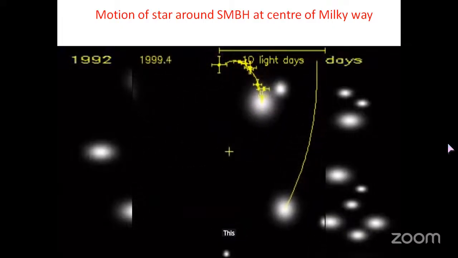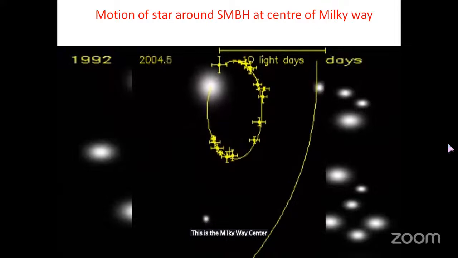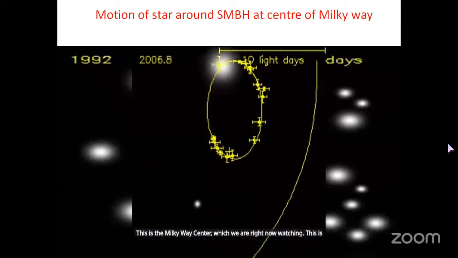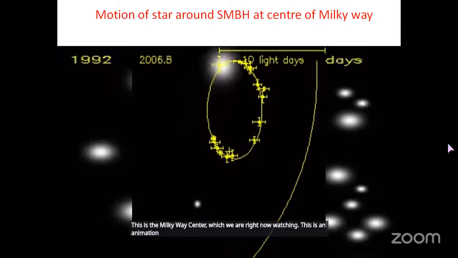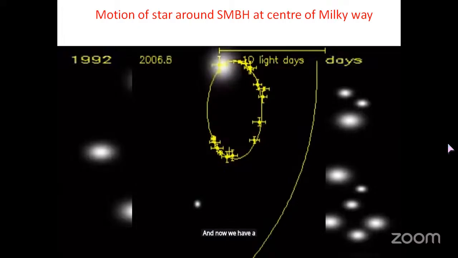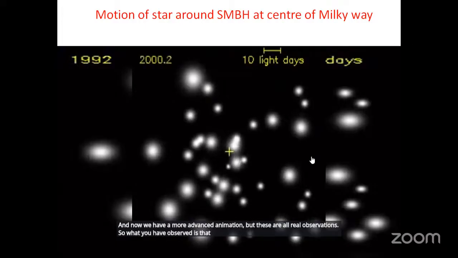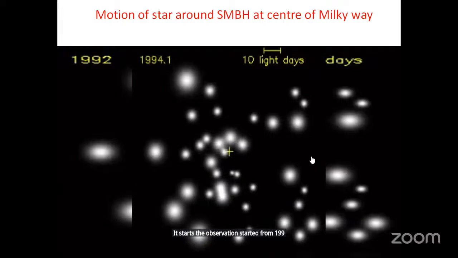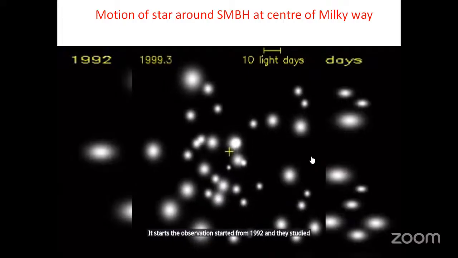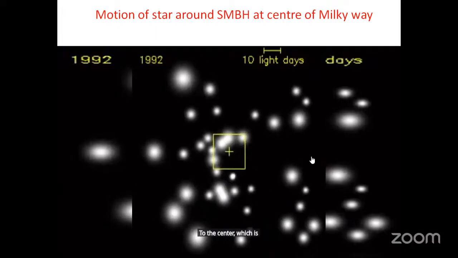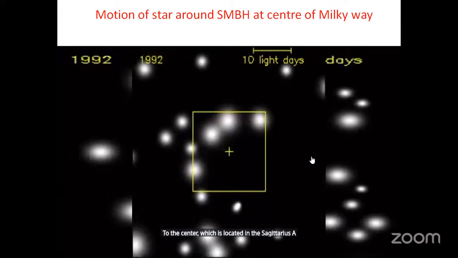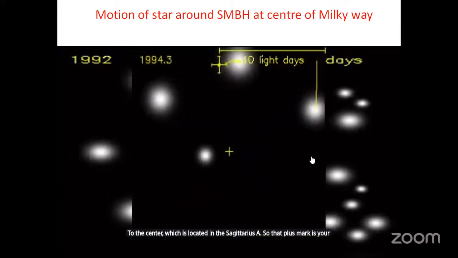This is the Milky Way center, which we are right now watching. This is an animation, and now we have a more advanced animation, but these are all real observations. The observation started from 1992, and they studied the center, which is located in Sagittarius A. That plus mark is the supermassive black hole in our Milky Way.